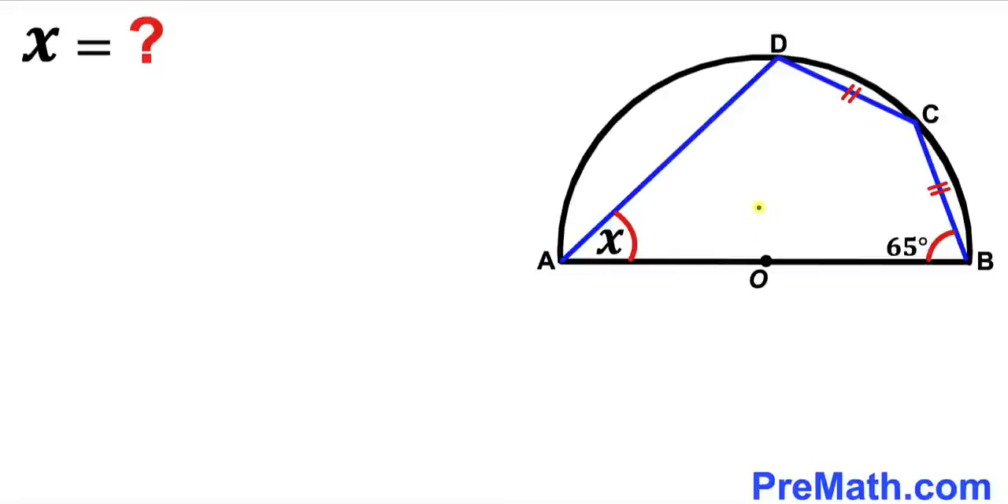We have got this semicircle with a center O and this quadrilateral ABCD fully inscribed inside this semicircle, as you can see in this diagram, such that this chord CD equals this chord BC, and moreover this angle DAB is represented by x degrees. And this angle ABC is 65 degrees. And now our task is to calculate this angle x.